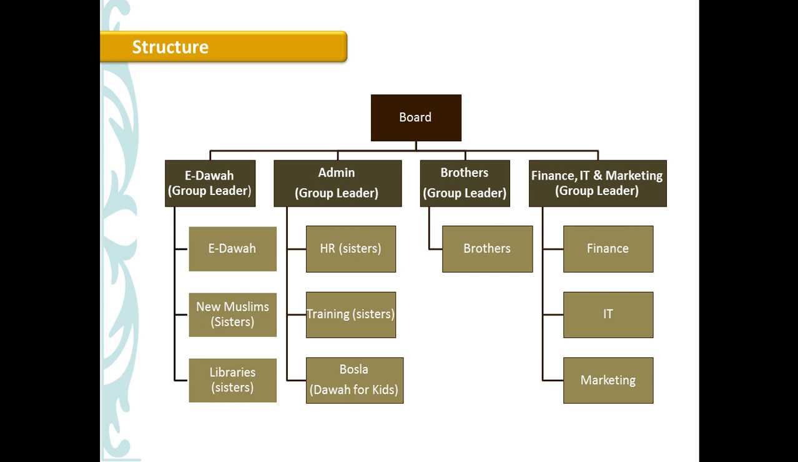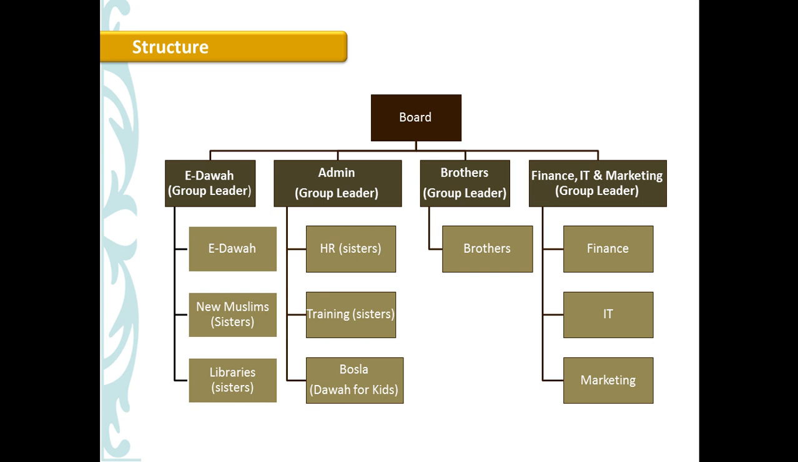one for the sisters, who are in front of the library calling to Islam and having conversations with non-Muslims, and we have another library with brothers, and we have an HR department which regulates volunteers. Also we have a training team for the sisters. We have a team for Dawah for kids, called Bosla. Bosla in Arabic means compass, so it's an activity for the kids.